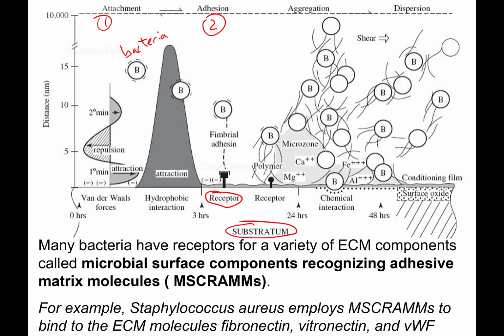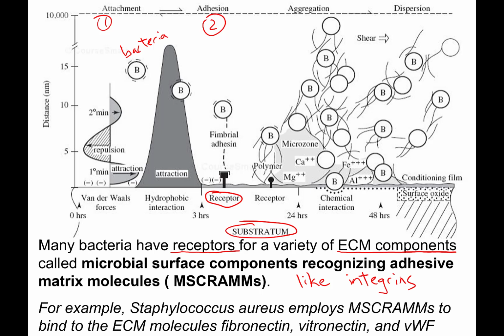Adhesion occurs because bacteria, much like mammalian cells, have receptors on their surface, and they have receptors for a variety of ECM components. And these are kind of analogous to our integrins on our cells, but they're called MSCRAMMs for short. So these are microbial surface components recognizing adhesive matrix molecules. So you can remember that MSCRAMM abbreviation and that they are like integrins.